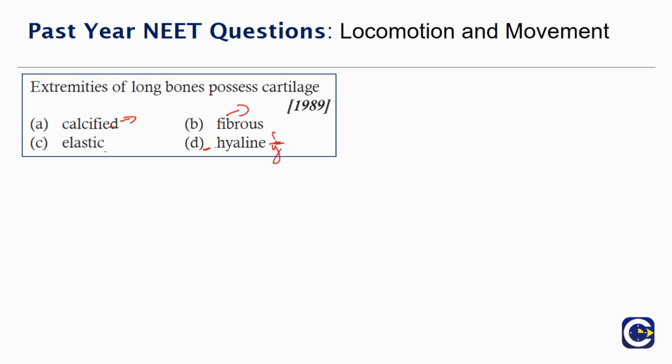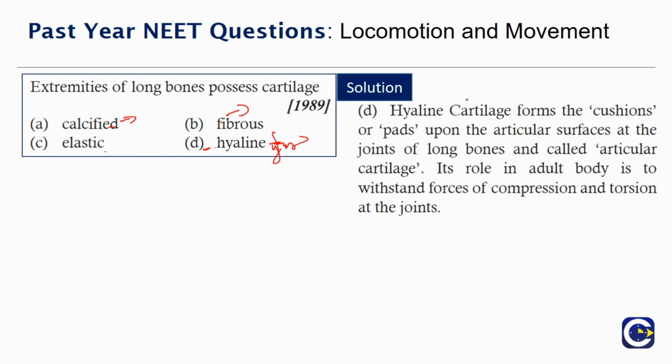It's glass-like cartilage. So hyaline cartilage forms cushion or pads upon the articular surfaces at the joint of long bones and is called articular cartilage. Its role in the adult body is to withstand forces of compression and torsion at the joints. So moving on to the next question.